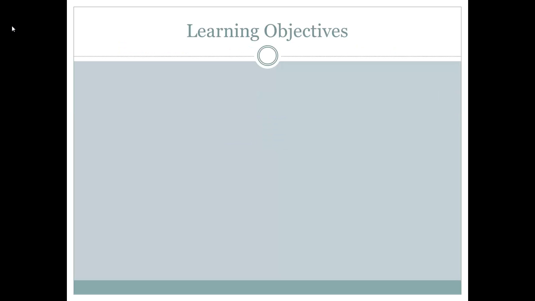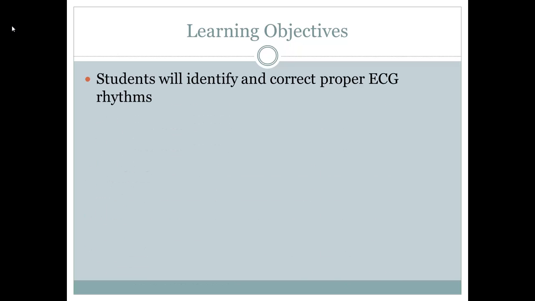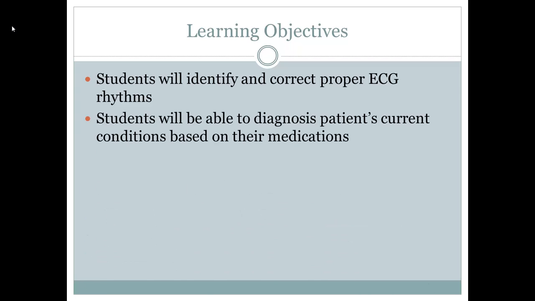So I wanted to start off my presentation by just discussing the learning objectives I've identified for this unit. The first learning objective is to have students properly identify and correct different ECG rhythms. The second one is students will be able to diagnose patients' current condition based on their medications.